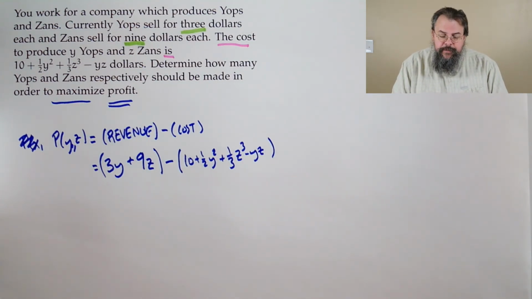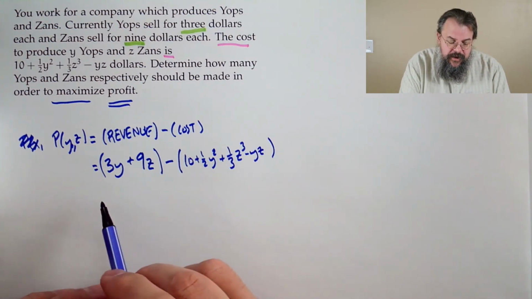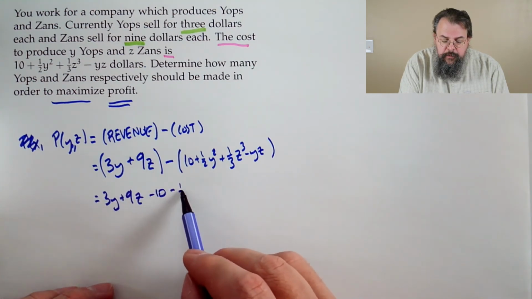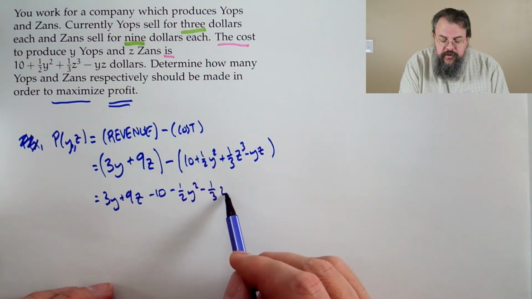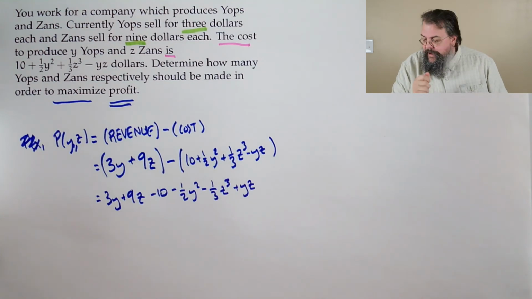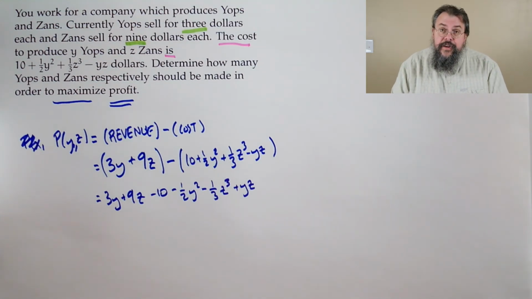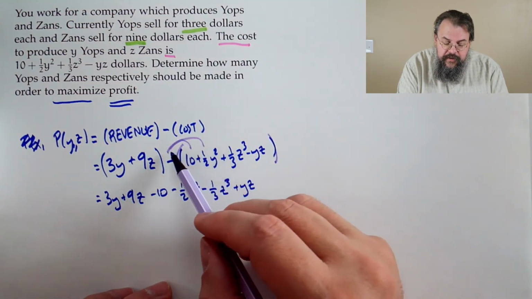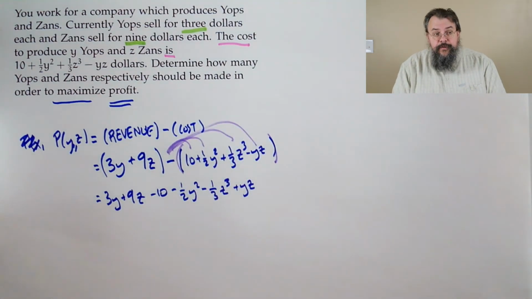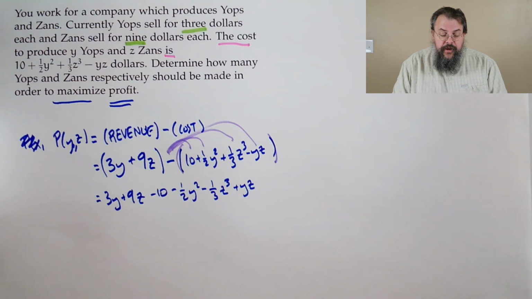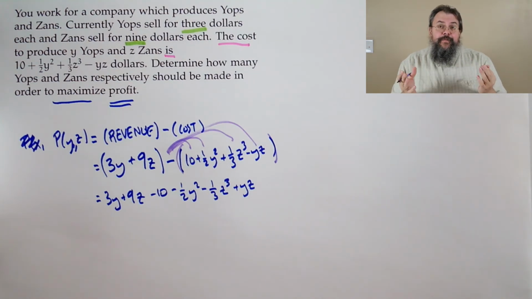Okay, so let's clean it up just a smidge. So we get 3y plus 9z minus (10 plus a half y squared plus a third z cubed minus yz). And I did something really important here. I think you saw it, and that is the parentheses, right? Parentheses are our friends, and in particular, the minus sign distributes through to each term. So make sure that when you're doing these problems, you correctly distribute things like minuses all the way through. Okay, so there's our profit, and we're after optimizing.